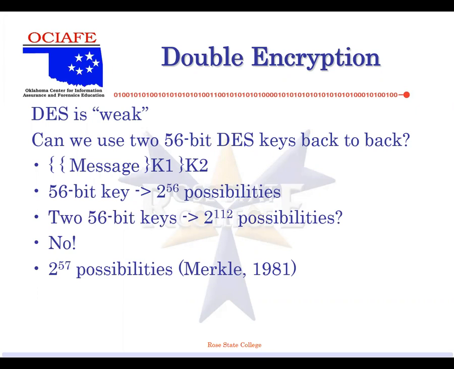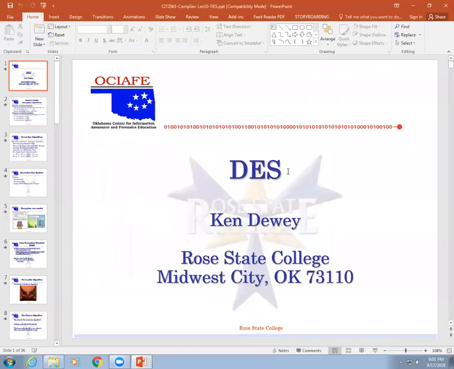Because remember, the difference between 2 to the 56 and 2 to the 57 is double. If you think, 2 to the 3rd is 8. 2 to the 4th is what? 16. It literally doubles just by going up by 1. So to go from 56 to 57 is doubling it. So encrypting it twice is really only 2 to the 57. Okay. That's the end of the first slide.